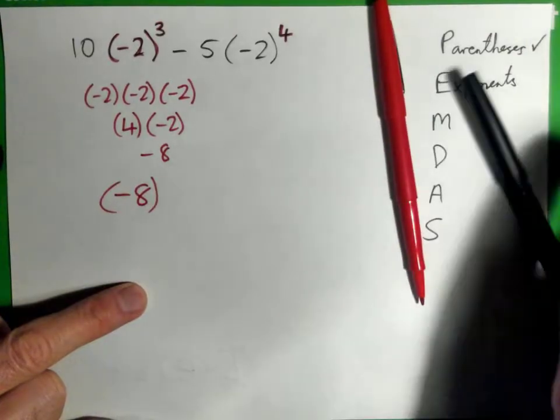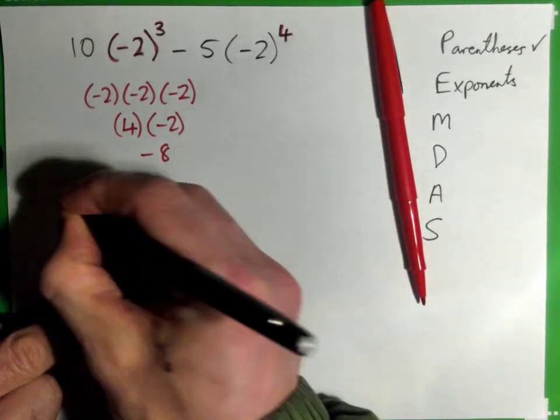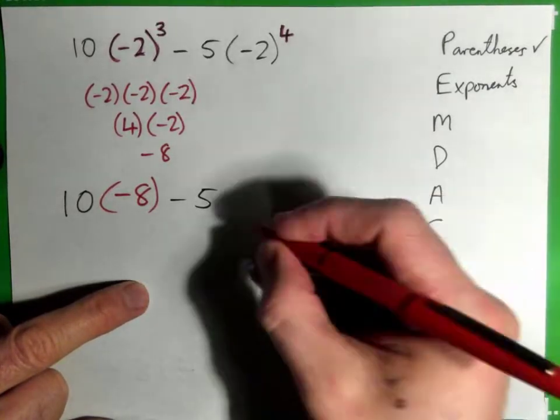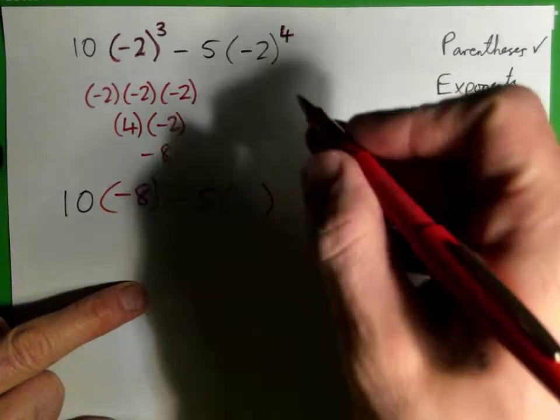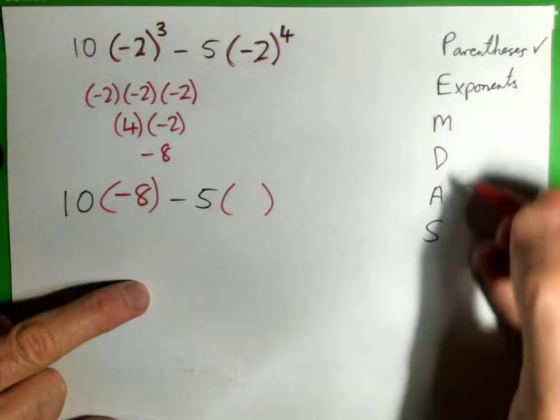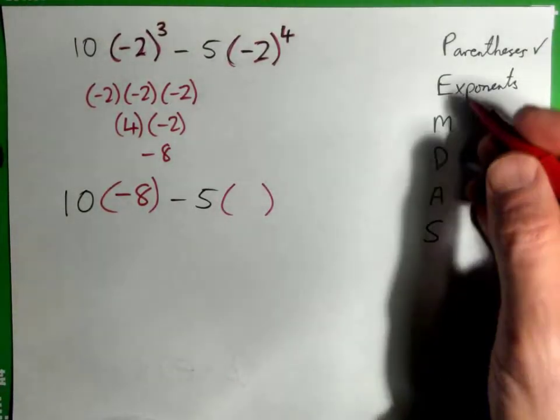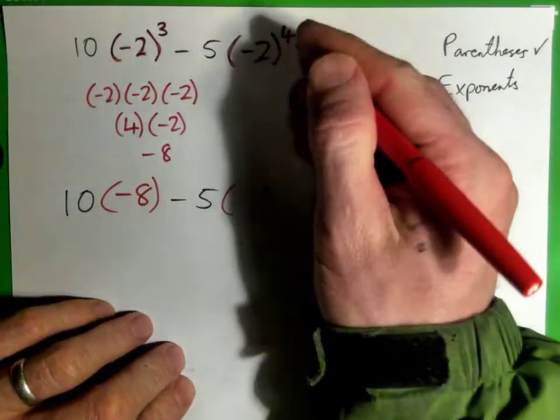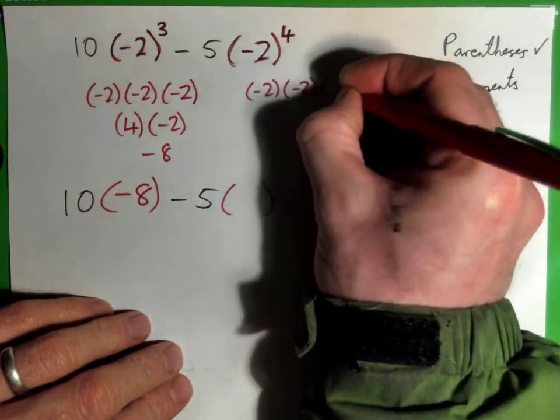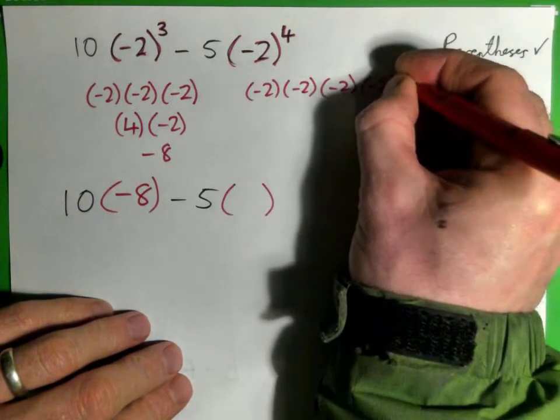And then just write it out again. You've got 10 times -8 minus 5 times whatever this is, -2 to the power of 4. And again, we're following the order of operations. We're doing our exponents before we multiply, divide, add, or subtract. -2 to the power of 4 is -2 times -2 times -2 times -2. 4 of them, right?